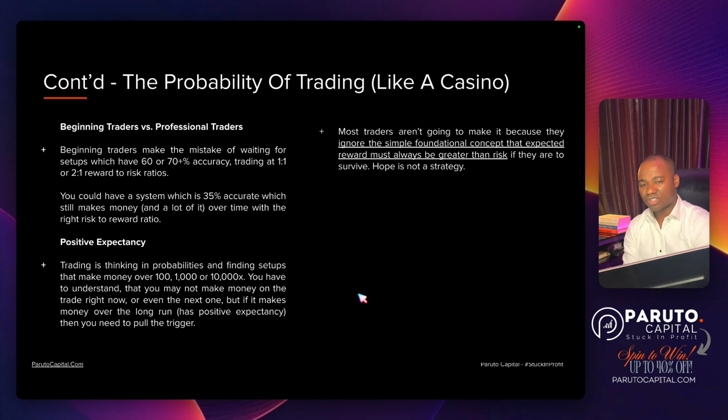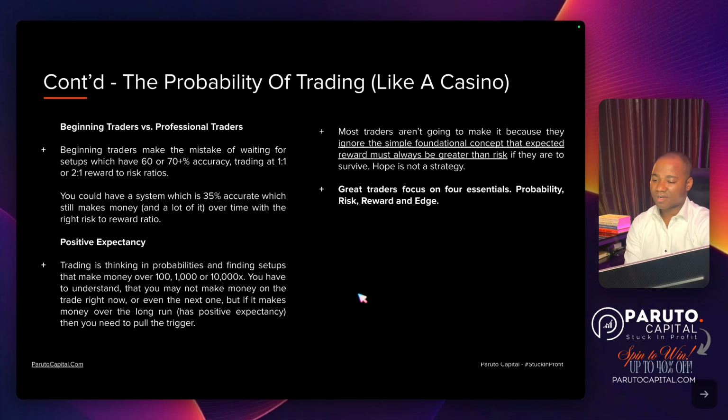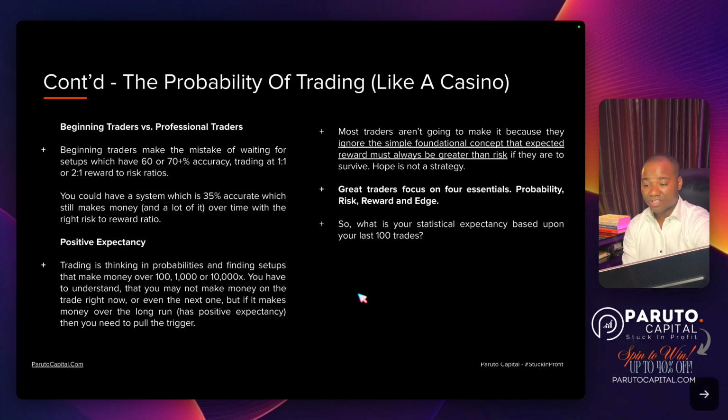Now, hope is not a strategy. When you're trading, saying "I hope that this is going to happen" is not a strategy. You want something much more reliable, something that really works in the long term. Now, great traders focus on 4 essentials: probability, risk, reward, and edge. So you know that trading is a game of probability. You understand risk. You're not afraid. If you become fidgety when you enter a trade, that means you don't understand risk. You're afraid, you're scared, you haven't really analyzed what you can afford to lose. Then you understand reward, and you also have an edge in the market.